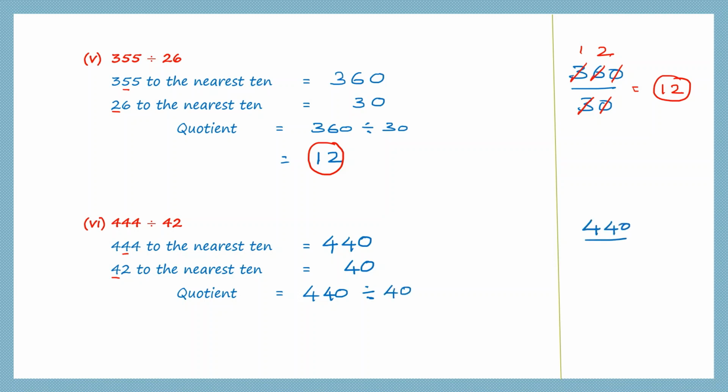440 divided by 40. Cancel the 0. Now divide 44 by 4. 4 1s are 4, 4 1s are 4. That means 4 11s are 44. So we've got 11 as our quotient. So this is the answer to this question.